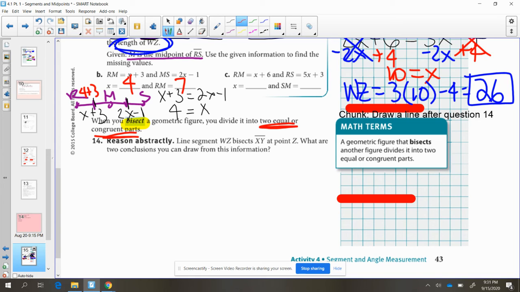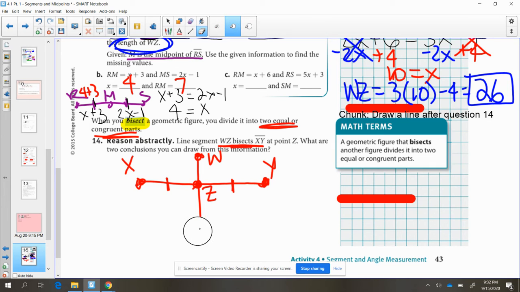So in number 14, if we have line segment WZ bisects XY, it means WZ is going to cut segment XY in half. WZ is doing the cutting, right? It is bisecting. So here's XY, and segment WZ is cutting it in half, is bisecting XY at point Z.